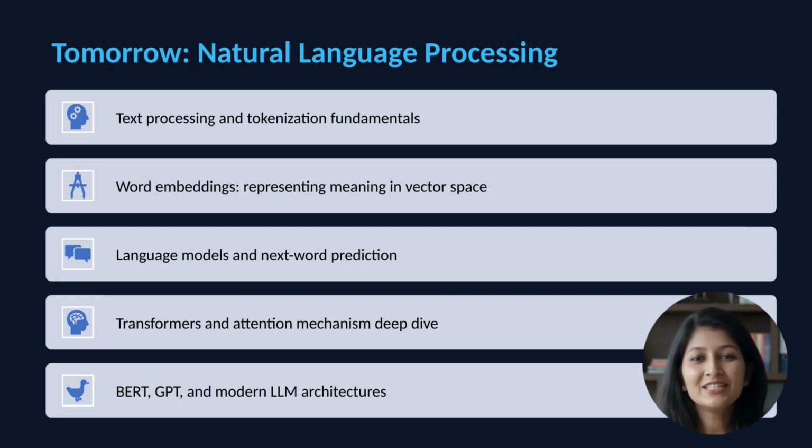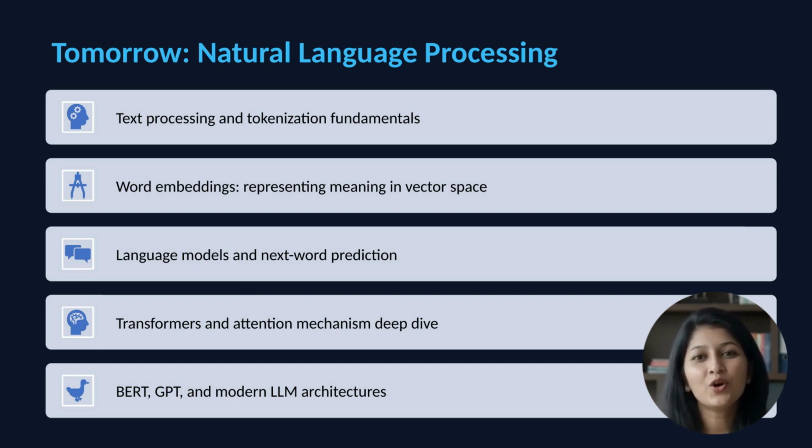We'll study famous architectures like BERT, bidirectional encoder representations from transformers, and GPT, generative pre-trained transformer. BERT excels at understanding: question answering, sentiment analysis, named entity recognition. GPT excels at generation: writing, summarization, conversation. We'll understand their differences and appropriate use cases.